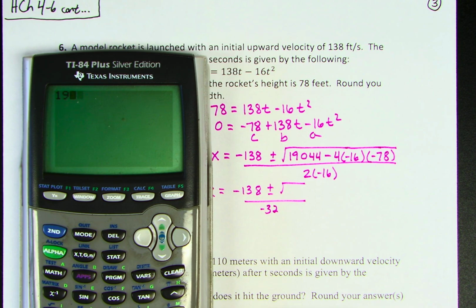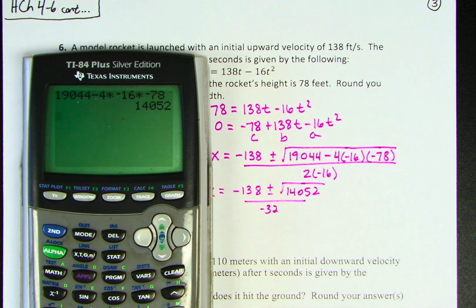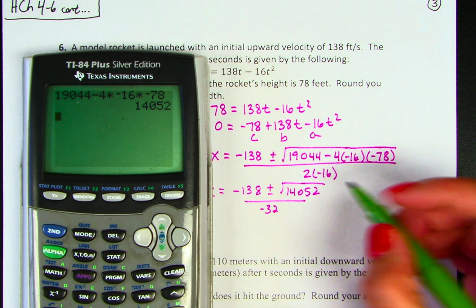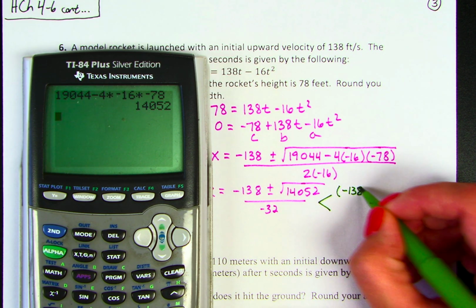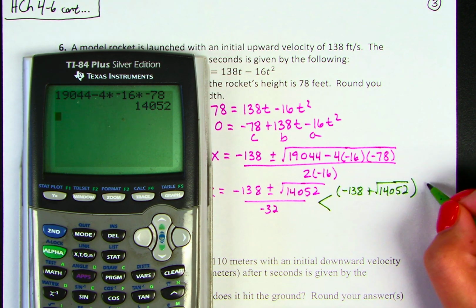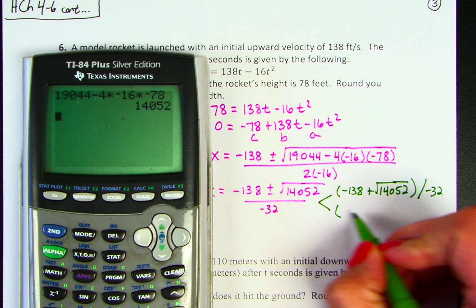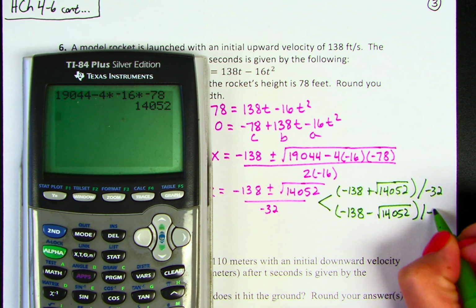So 19,044 minus 4 times negative 16 times negative 78. So 14,052. And then we're looking for 2 answers, so we're going to need to separate this. So this will be, and again, I'm going to use parentheses, negative 138 plus the square root of 14,052, and then divided by negative 32. And then negative 138 minus the square root of 14,052 divided by negative 32.